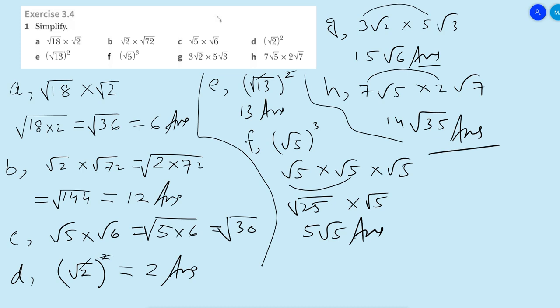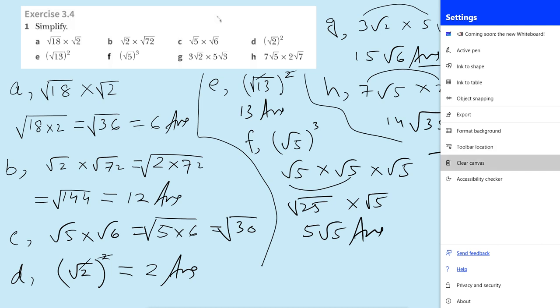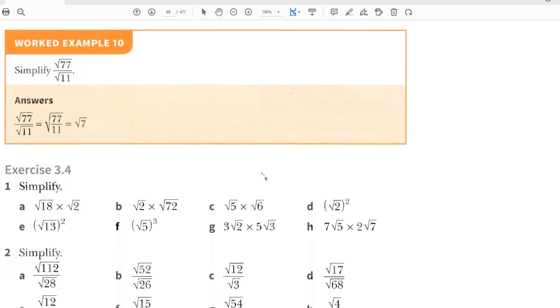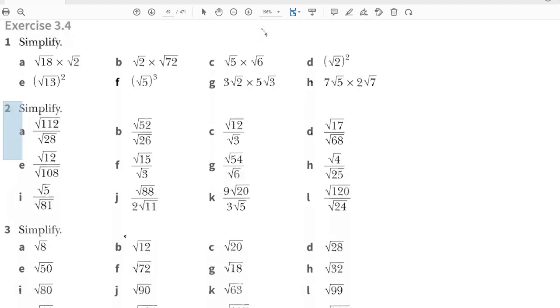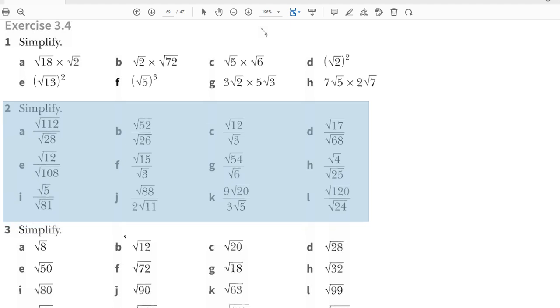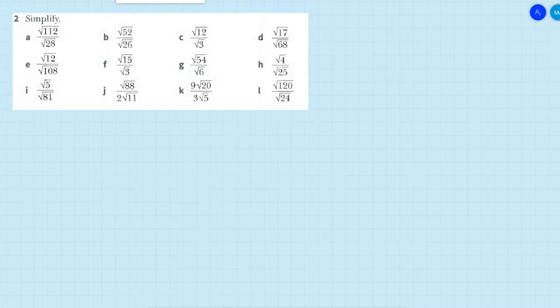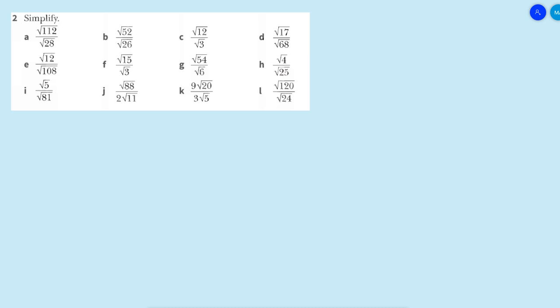Come to question number 2. This exercise is very easy. Simplify. Question number 2. Very, very easy.